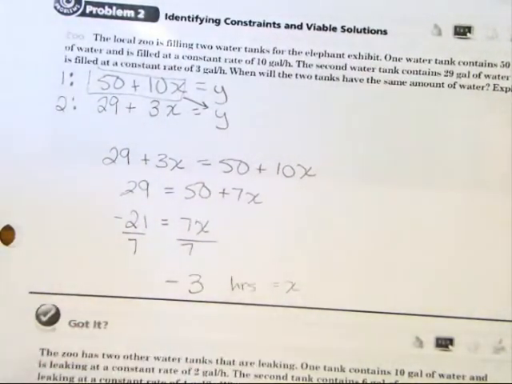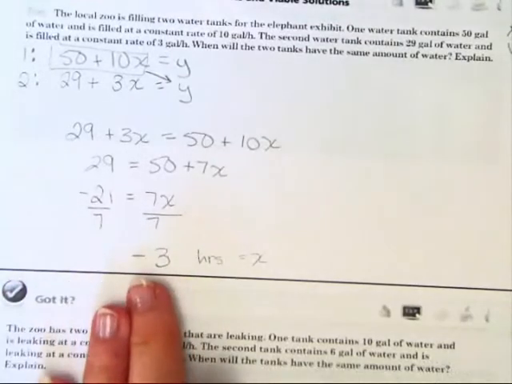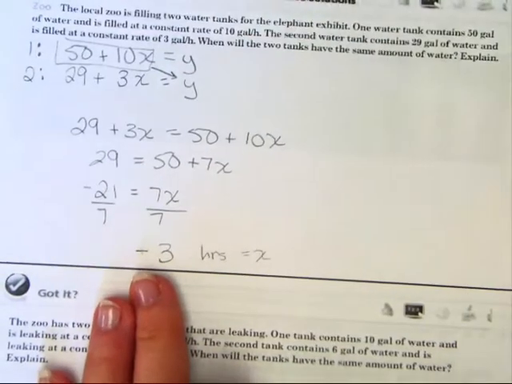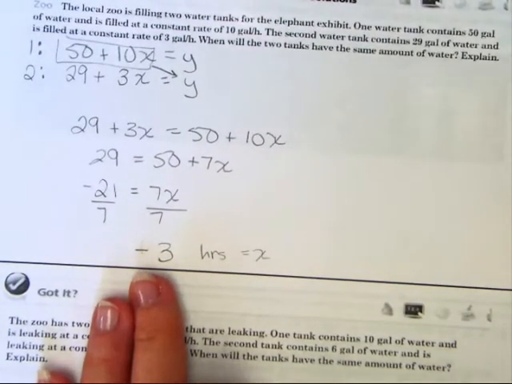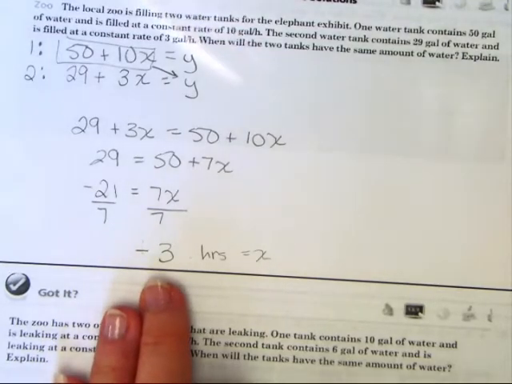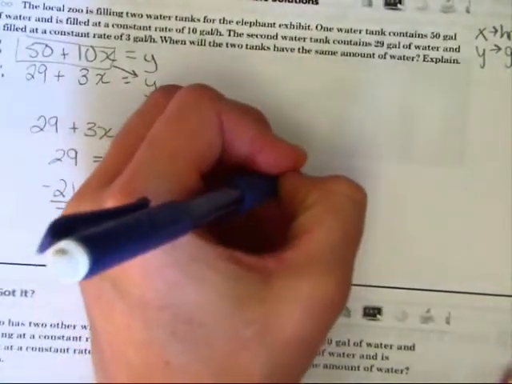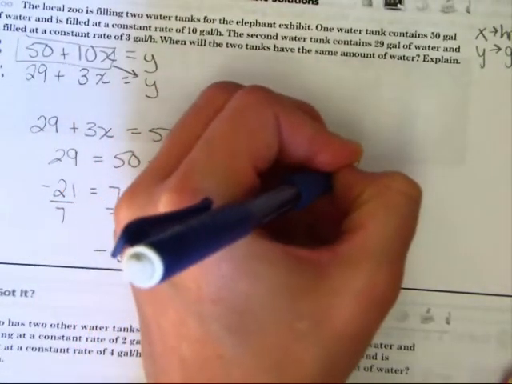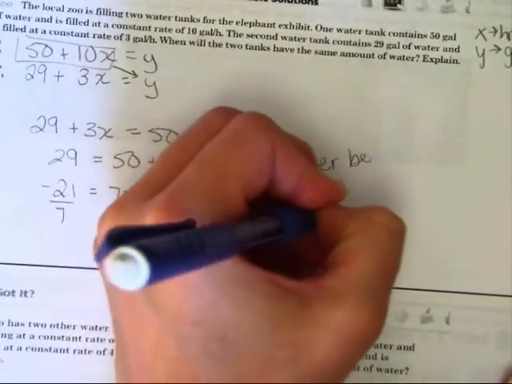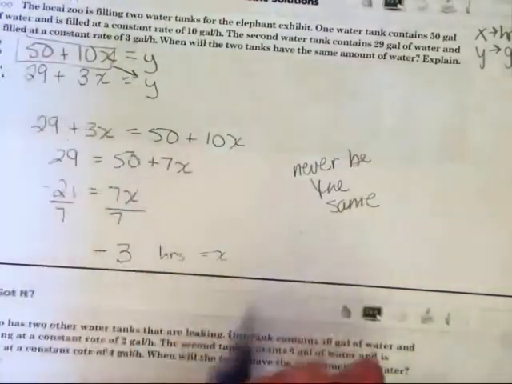Still, the idea is that we have a negative hour, right? You can't go back in time, as much as sometimes we all wish we could to do things differently. You can't have a negative hour because you can't go back in time. Now what does this mean? This means they will never be the same. Okay? This is a constraint.